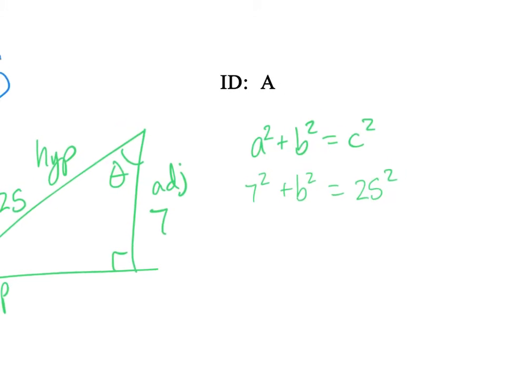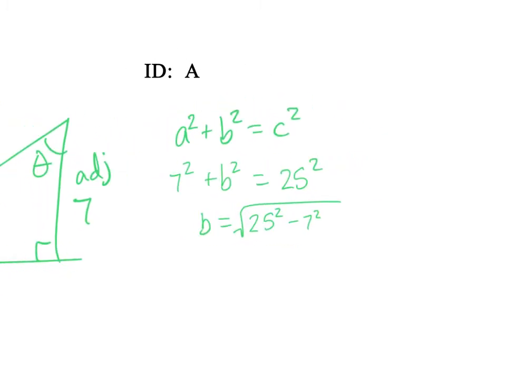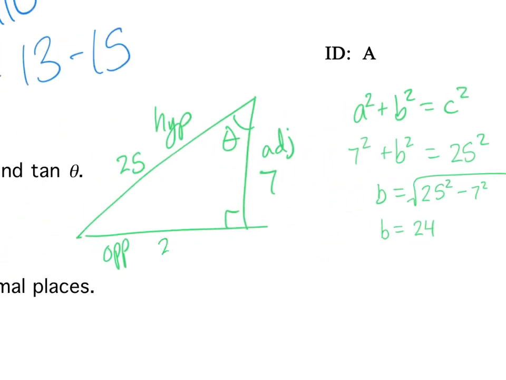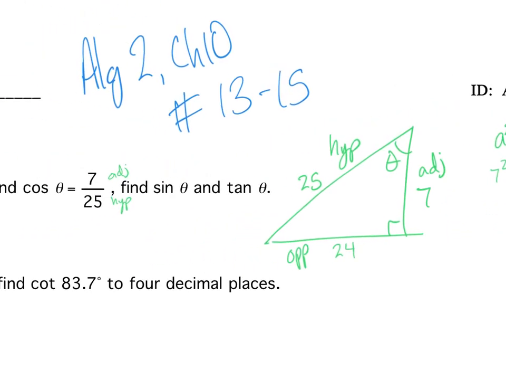Now to solve for B in this equation, I would need to subtract 7 squared from both sides and then take the square root of both sides. So in my calculator, I can put in square root symbol, 25 squared minus 7 squared, and you'll get 24. All right, so that I'm going to fill in now as my opposite side, the one that I didn't know.